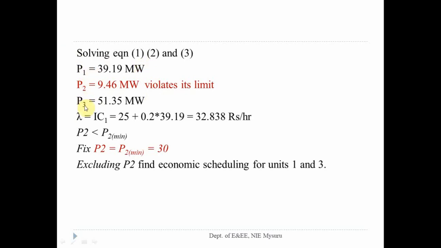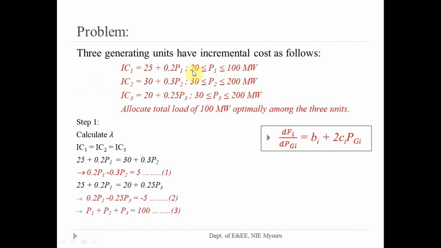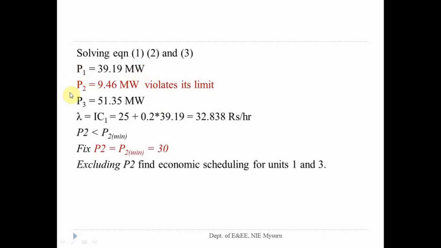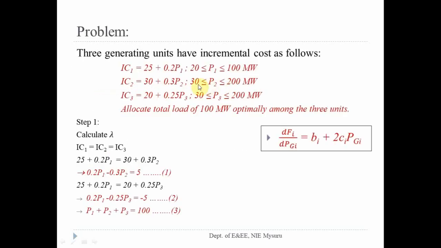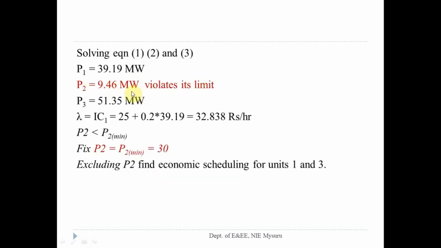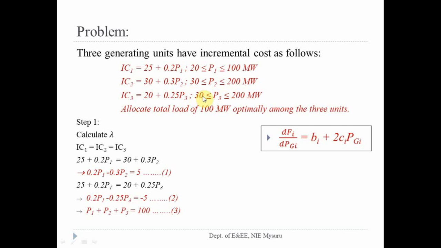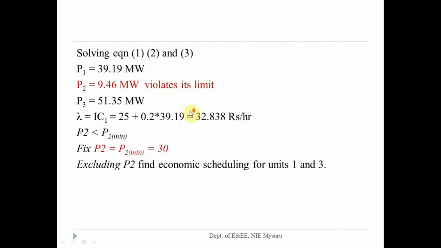The next step is to check if any units are violating their limits. First is P1, 39.19 megawatt. The limit is within the range of 20 to 100, so P1 is within its limit. Coming to P2, it is 9.46 megawatt, but the lower limit is 30. This value is less than 30 megawatt, so P2 is violating its limit. The next value is P3. The lower limit is 30 and the upper limit is 200, and you have got 51.35, so this is within its limit.